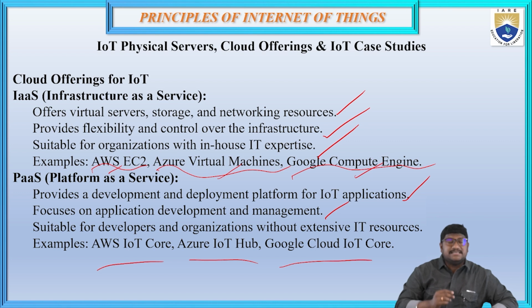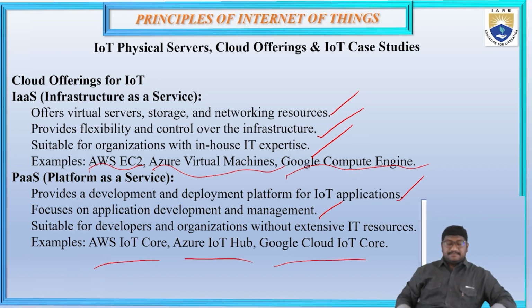And coming to platform as a service, we are going to provide development as well as deployment platforms for IoT applications. Here the major focus is going to be on application development and management purposes only. This particular service is suitable for developers as well as organizations without any extensive IT resources, guys. The best examples for platform as a service are AWS IoT Core, Azure IoT Hub, and Google Cloud IoT Core. These are the best examples for this particular service.